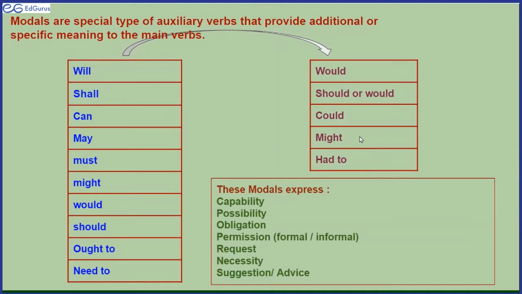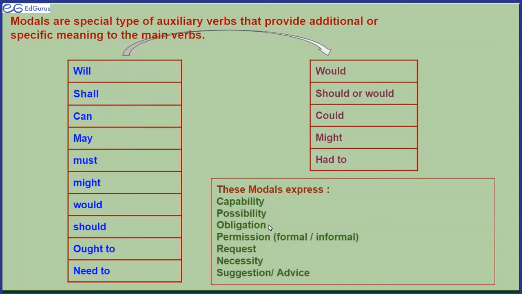May is changed into might as the past form, but it refers to possibility. Must is changed into had to. Must expresses urgency, compulsion, necessity, and had to also expresses the same, right? Now these modals, what is their function? What do these express? All these which are given in the first or in the second table, they all express capability or ability. I can jump. This is capability. Possibility. It may rain. It's cloudy. It may rain.